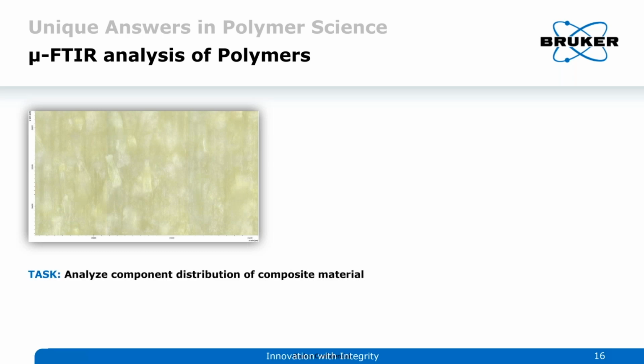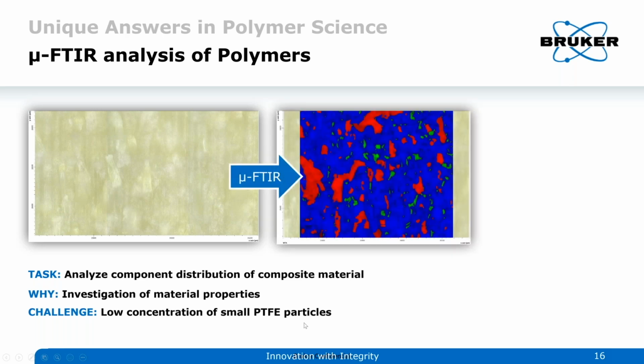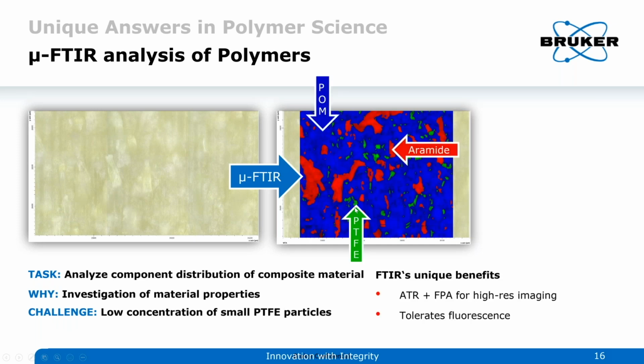Now we want to analyze the components of this composite material. You can see it's very difficult to see. If you look carefully, maybe you can see that there are a couple of different layers there. But when you do the analysis, we can see with the micro FTIR that we have PTFE in green, the aramid in red, and the POM in blue. This is really wonderful for looking at the distribution. We can look at the particle sizes, and I'll talk about this in more detail in a few minutes. You can actually count and size the particles as well as identify and classify them.